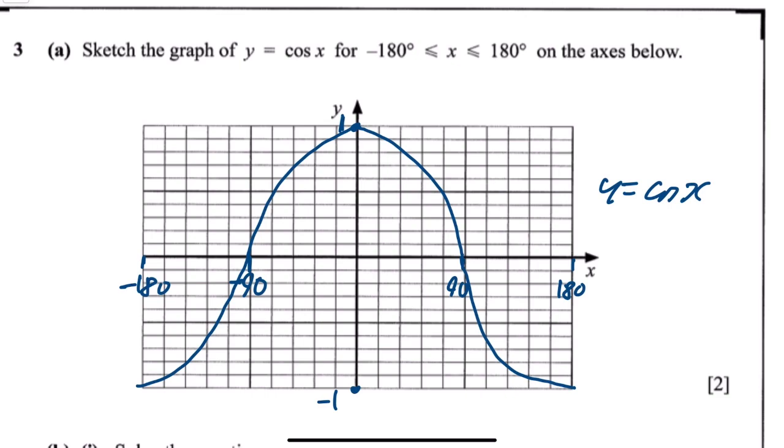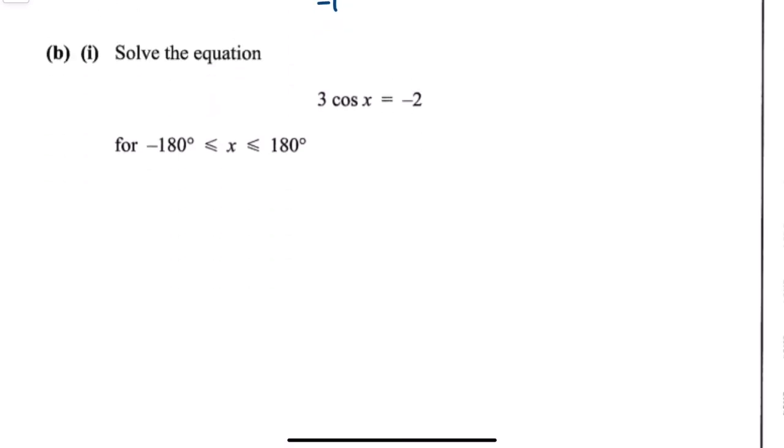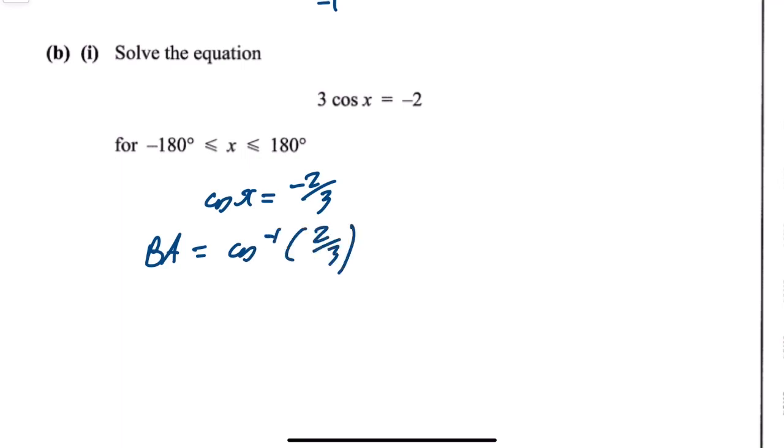Next part of the question is a CAST diagram question. That's the only way I would attempt this one. It says solve the equation 3 cos x equals minus 2. So first of all, I'd say cos x equals minus 2 over 3. Your basic angle then is cos to the minus 1 of 2/3. Ignore the minus, so cos minus 1 of 2/3. And the basic angle I got to 2 decimal places is 48.19 degrees.